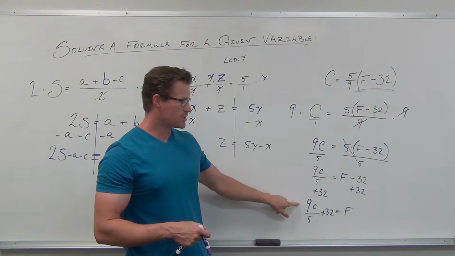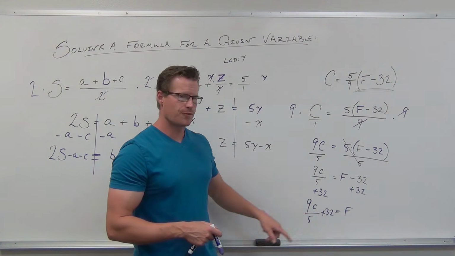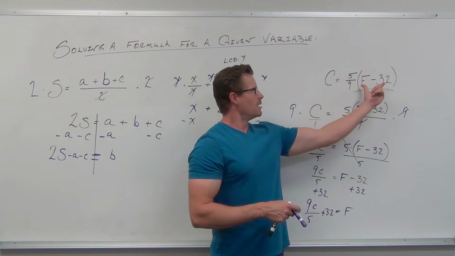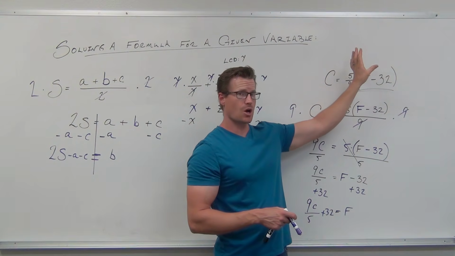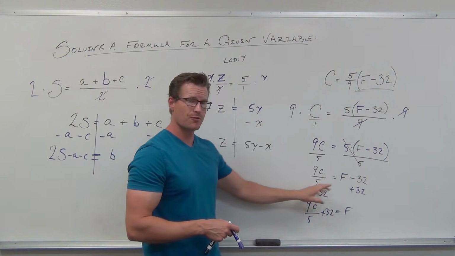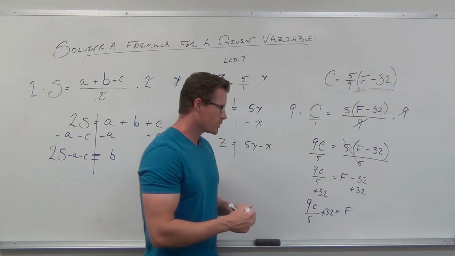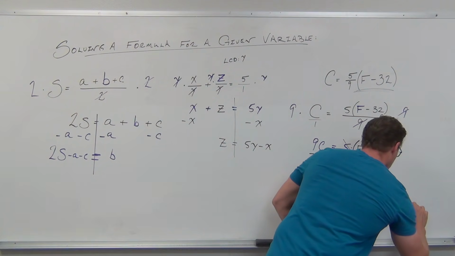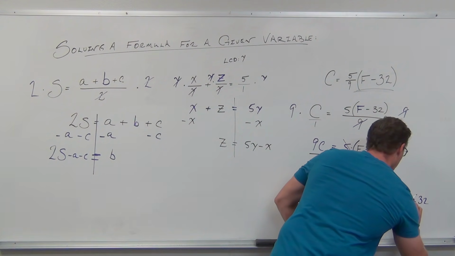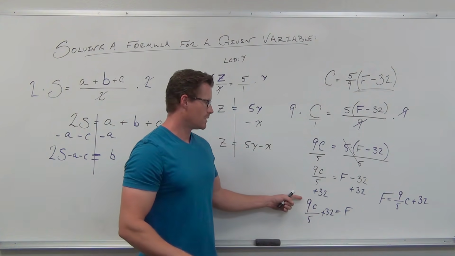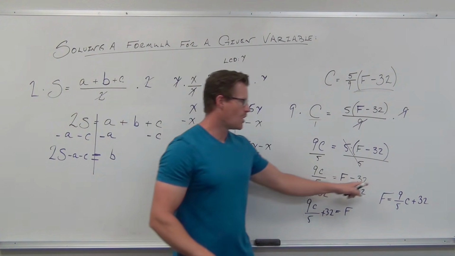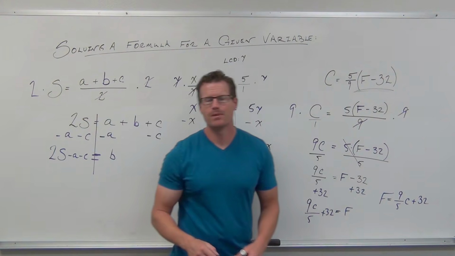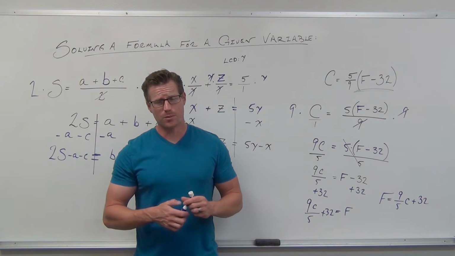We're going to do one more thing though, just to be thorough. 9c over 5, can you write that differently? If you can move an expression from the back of a fraction to the top, can you move a variable from the top of a fraction to the back? And the answer is yeah. So we could write this as either 9c over 5 plus 32 or 9/5 c. Notice what we could do. If we can move the c up, we can also move the c back down. That's how you solve in a formula for a given variable.